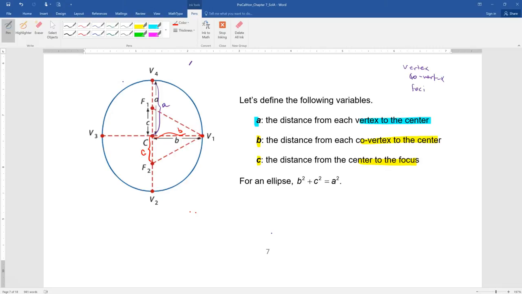No, not necessarily. Yeah, the focus could be anywhere. It could be closer to the vertices or it could be closer to the center. But there is a relationship between A, B, and C. What's the Pythagorean theorem? A squared plus B squared equals C squared. Yeah, this is not that, but it's this. Okay? And I say that to tell you it's not that. It's B squared plus C squared equals A squared.